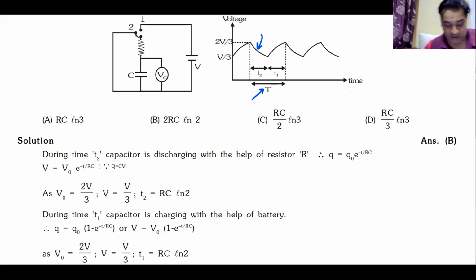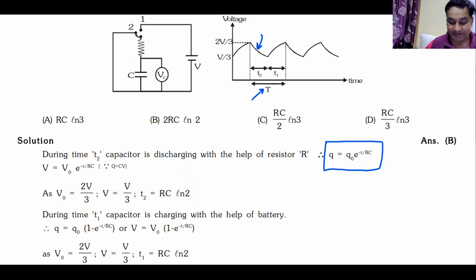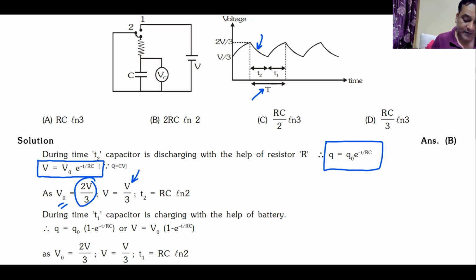The capacitor is getting discharged and the discharging equation looks like this. Yes or no? Yes, sir. The equation of V looks like this. Yes or no? Yes, sir. The initial value of the charge is 2V by 3 because that is the time it has been switched. Yes or no? Yes, sir. The final value is V by 3 because then it is switched back again. Yes or no? Yes, sir. From there, you can get the value of time t2. Yes or no? Yes, sir.